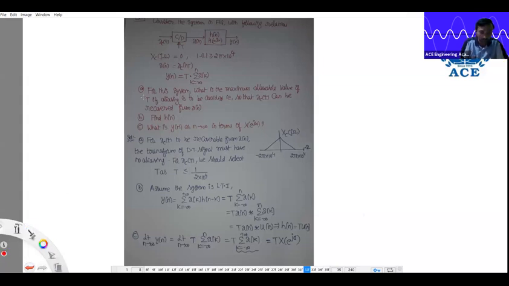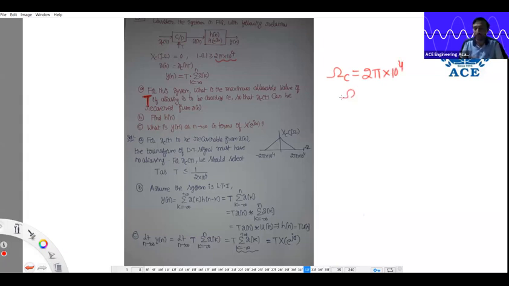He wants the sampling period. What is the maximum sampling period if aliasing is to be avoided? Highest frequency omega c is 2 pi into 10 power 4.